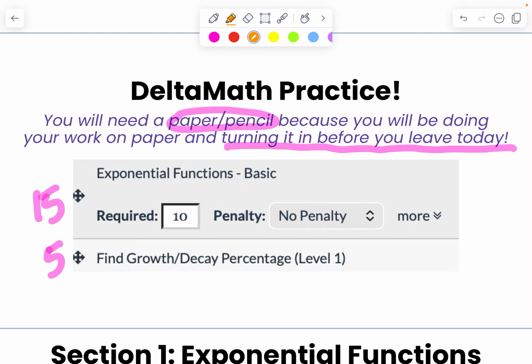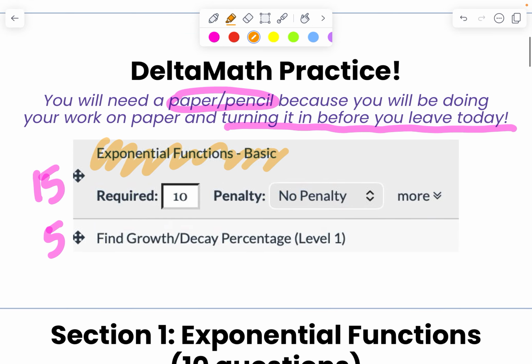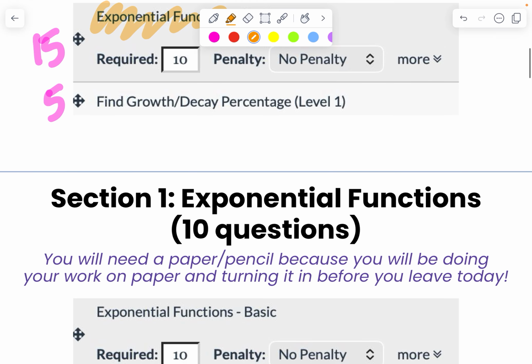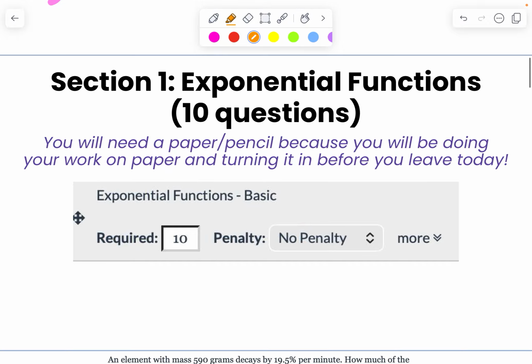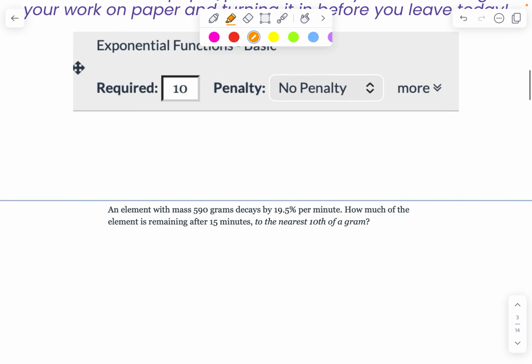So let's get into section 1, which is just the basic exponential functions, piecing together the information that we learned yesterday, just so you can get the gist and figure out how to break down these word problems. Okay, again, we're only going to have 10 questions. There's no penalty if you get them wrong or if you need to redo them. And I wanted to just remind you of a couple cool features that are available on Delta Math for you.